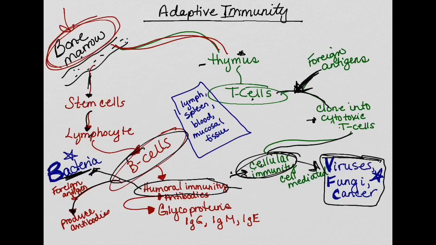Again, cellular immunity: viruses, fungi, cancer, we're dealing with T cells. And humoral immunity, we're dealing with antibody production, and that's to kill bacteria. When we get to the T cells and B cells, they work together to help each other out. Where do we find these? In lymph, in the spleen, and blood, mucosal tissue, and lymph nodes.